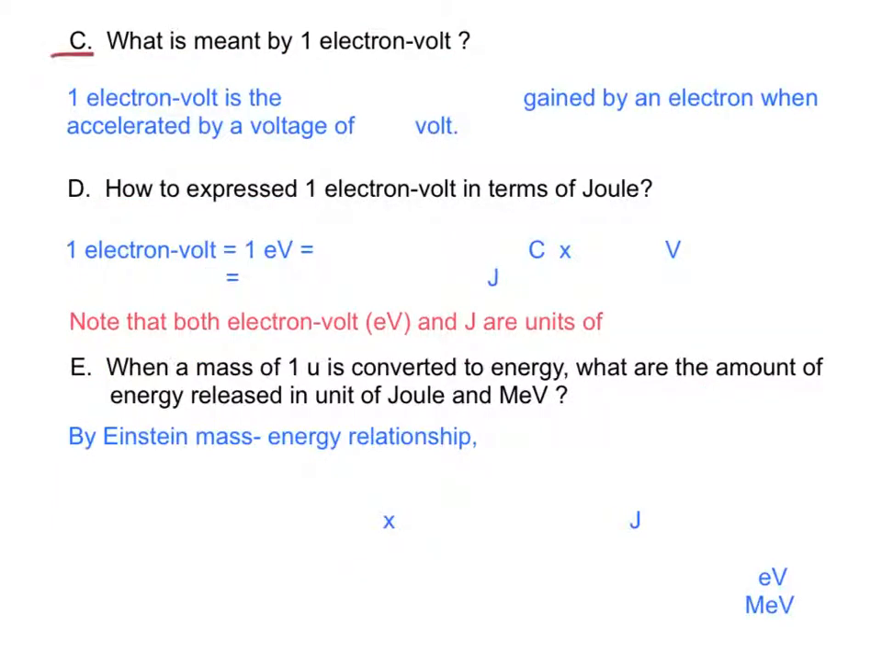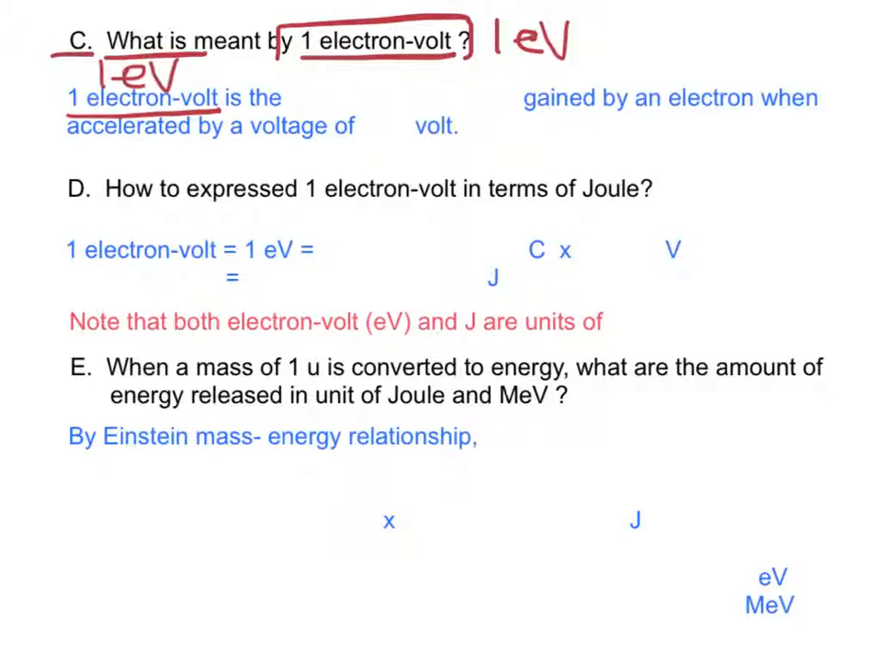C. What is meant by 1 electron volt, 1 eV? 1 electron volt, 1 eV, is the kinetic energy gained by an electron when it is accelerated by a voltage of 1 volt.